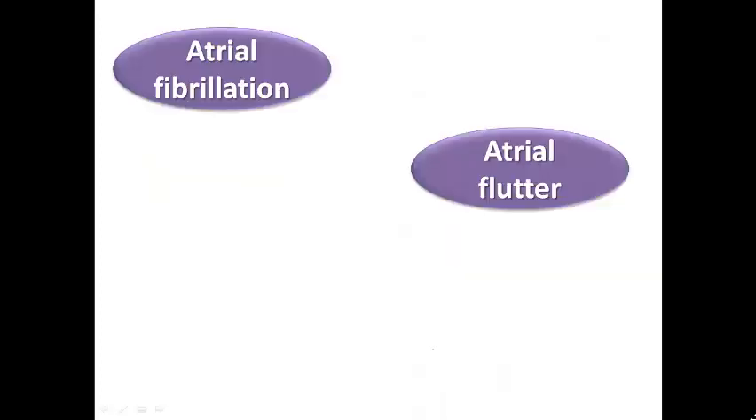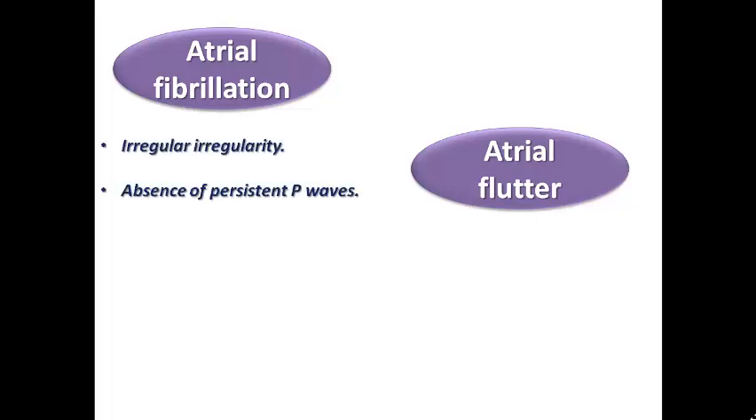Let's come to an important point in our lecture, and I know that many of you, when I explained that coarse fibrillatory waves are not flutter waves, may have asked yourselves why they are not flutter waves. Atrial fibrillation is characterized by irregularity and absence of persistent P waves because of the chaotic atrial activity, which is explained by the multiple wavelet re-entry theory.